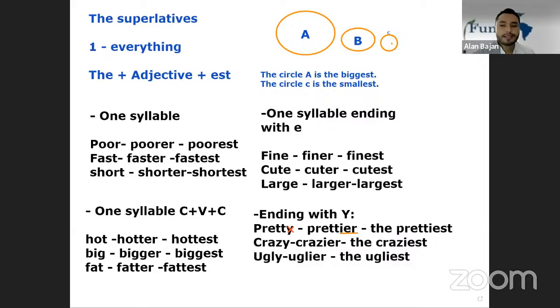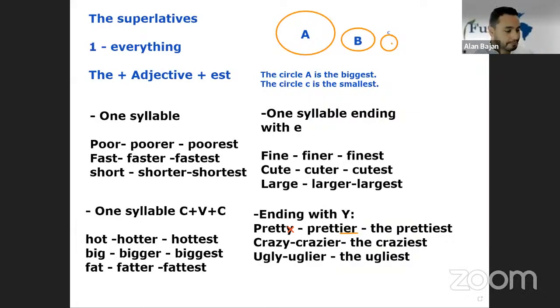Okay, poorest is describing the supreme condition, or one thing against everything. Africa is the poorest continent in the world. It is the poorest country in Latin America. That's basically what you say when you describe something with superlatives and comparatives.